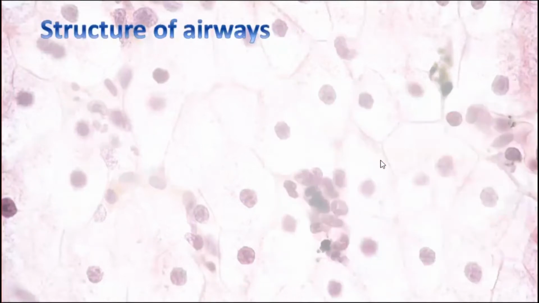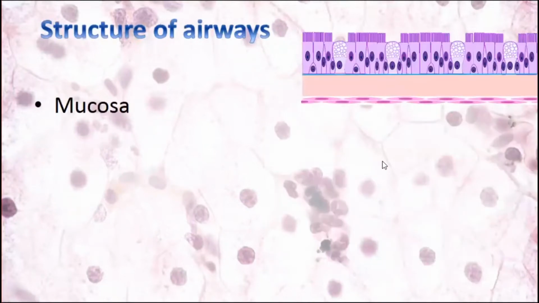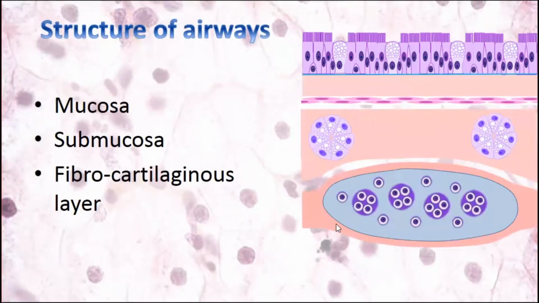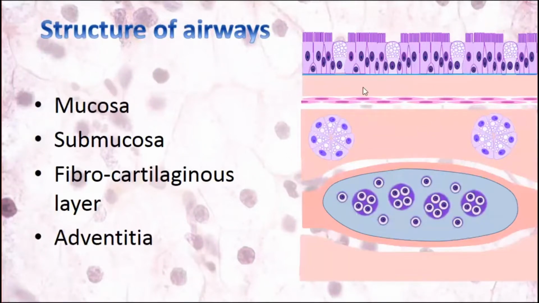And let's look here. It's mucosa, submucosa, fibrocartilaginous layer, and adventitia. These are the 4 basic layers of the wall of airways, of the conducting portion of the respiratory system. Here we can see mucosa, submucosa, fibrocartilaginous layer, and adventitia.